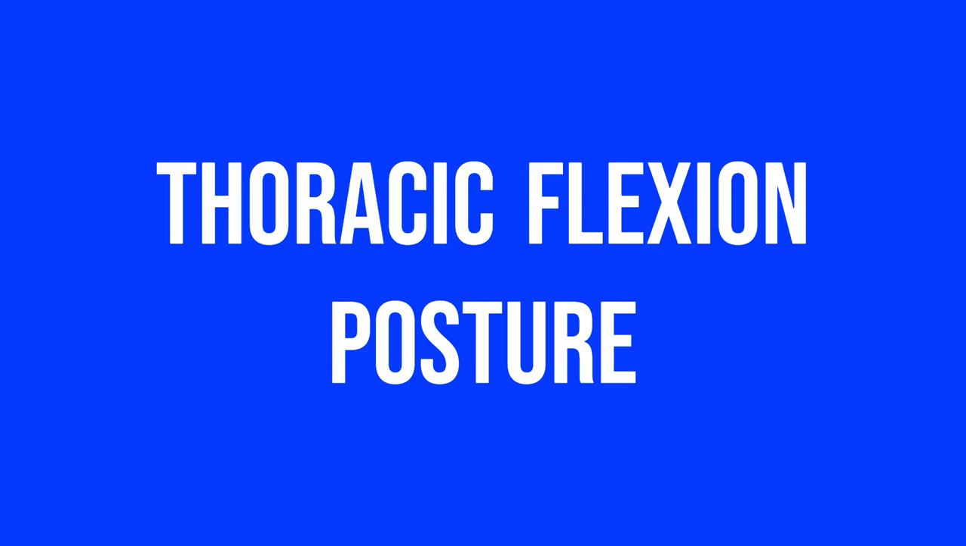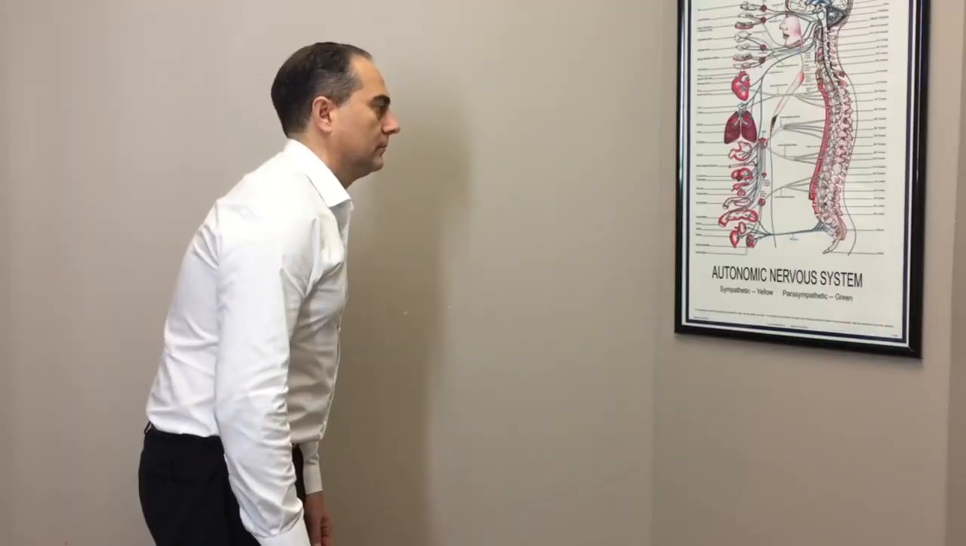The second most common posture to see is a thoracic flexion. That means that your upper thoracic, your upper back, is flexing and bending forward. The problem with that is it also drives your head forward into a forward head position. So these postures are often coupled.